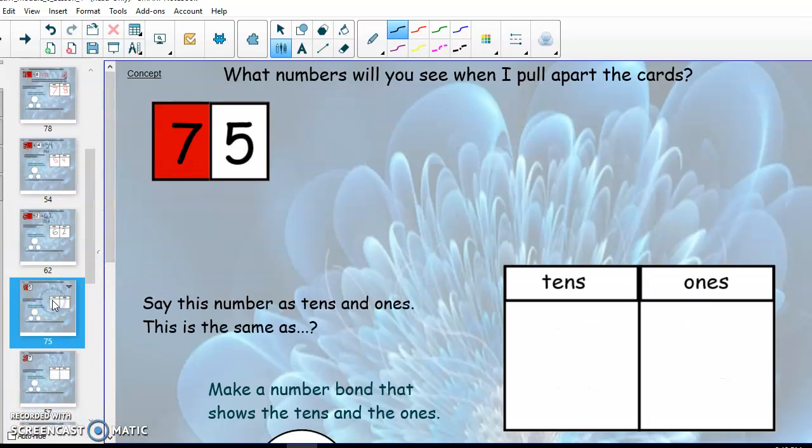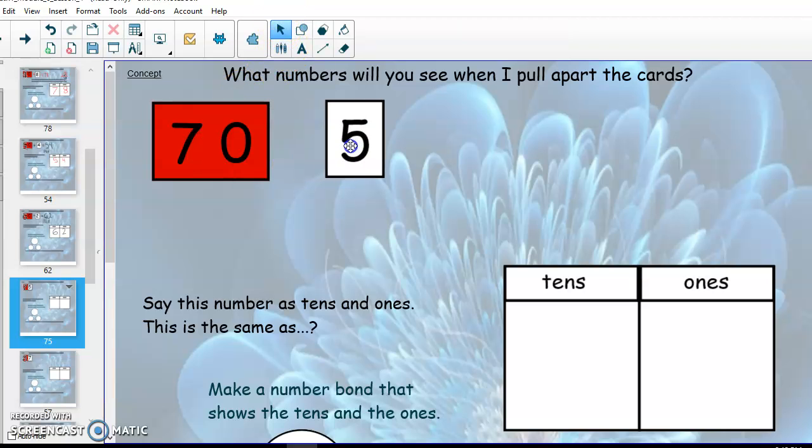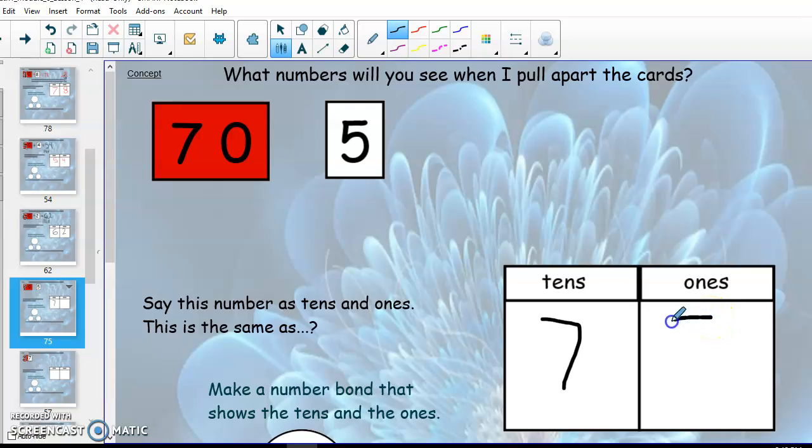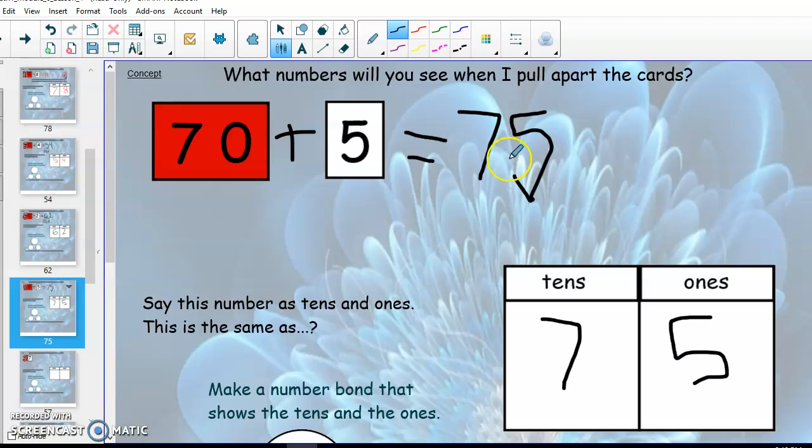All right, guys, let's do another one. 75. What numbers are we going to see if I pull this apart? 70 and 5. So how many 10s do we have? 7. How many 1s do we have? 5. If we were going to write an addition sentence, we would do 70 plus 5 equals 75. Remember that this 7 represents 70, as we see here, because 7 10s makes 70.